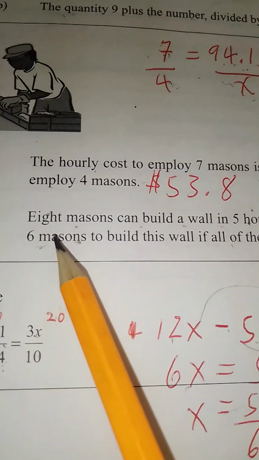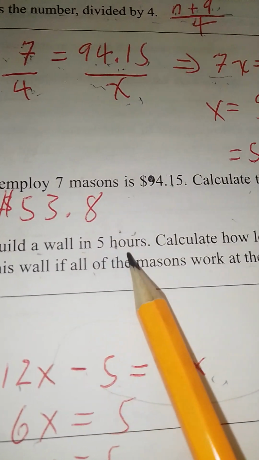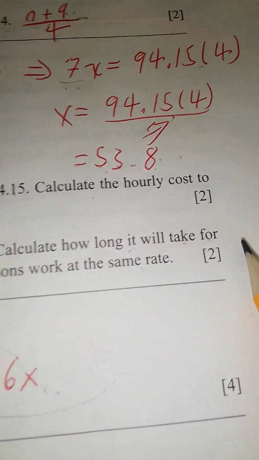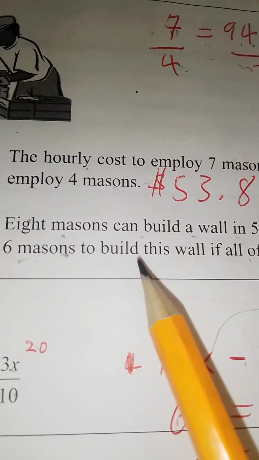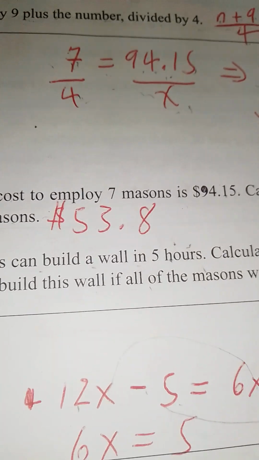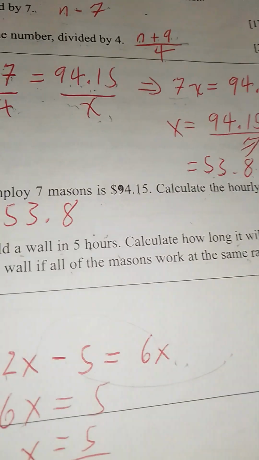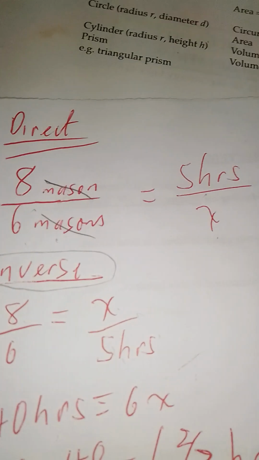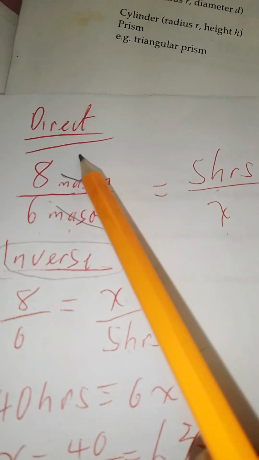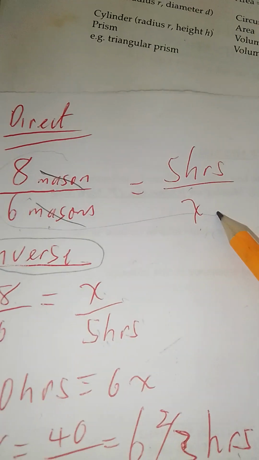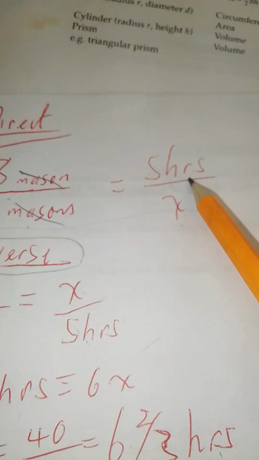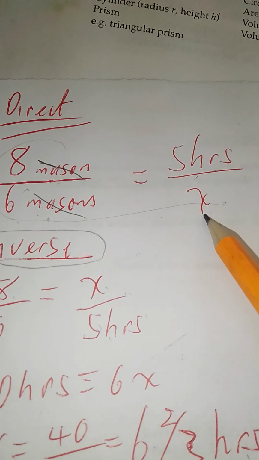Now, it says here, 8 masons can build a wall in 5 hours. Calculate how long it would take for 6 masons to build a wall. So fewer masons mean more time. Makes sense, right? So this is inverse proportion. Think of it like a direct proportion first: 8 masons in 5 hours, 6 masons is x hours.